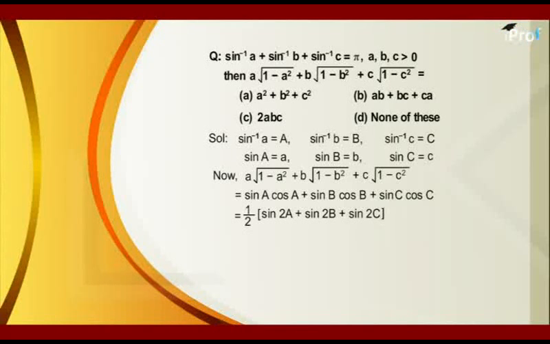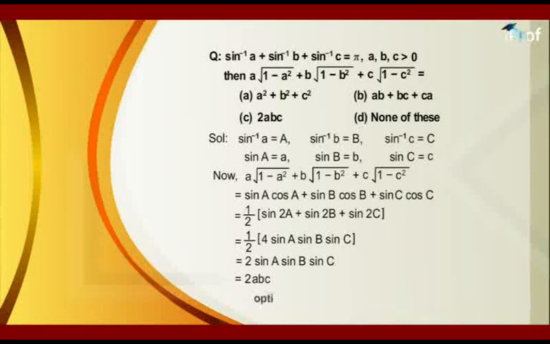We know that sine 2A plus sine 2B plus sine 2C is equal to 4 times sine A, sine B, sine C, which comes out to be equal to 2 times sine A, sine B, sine C. That is 2 times A, B, C, which is choice C.